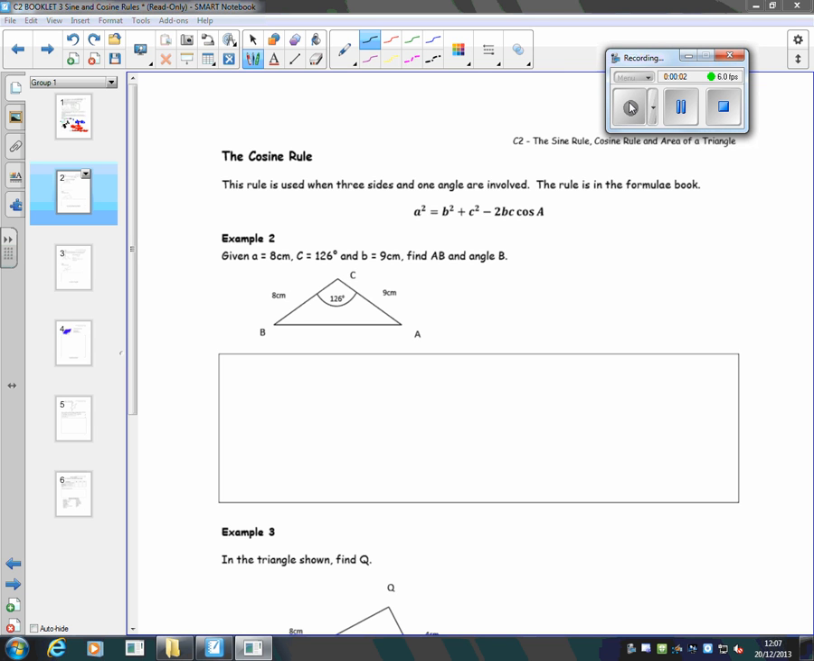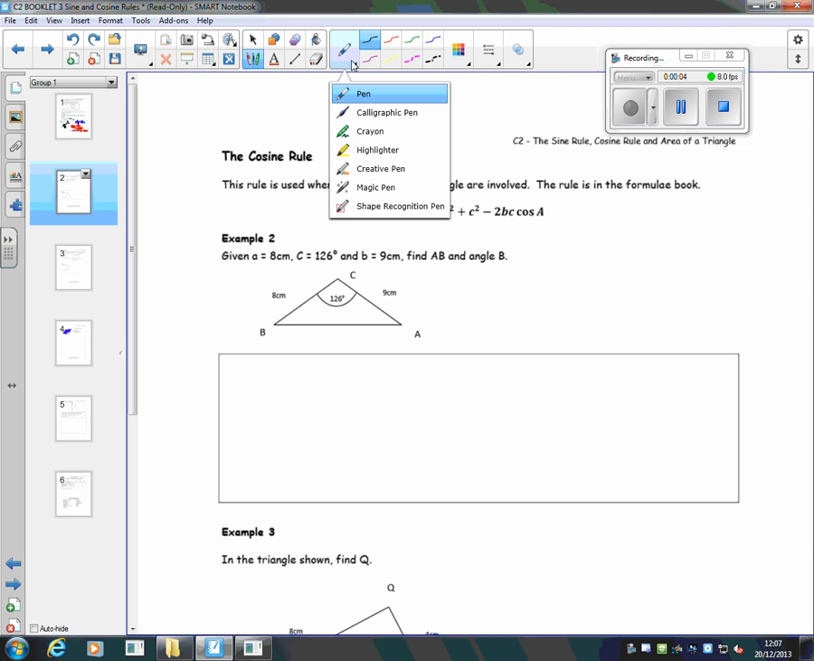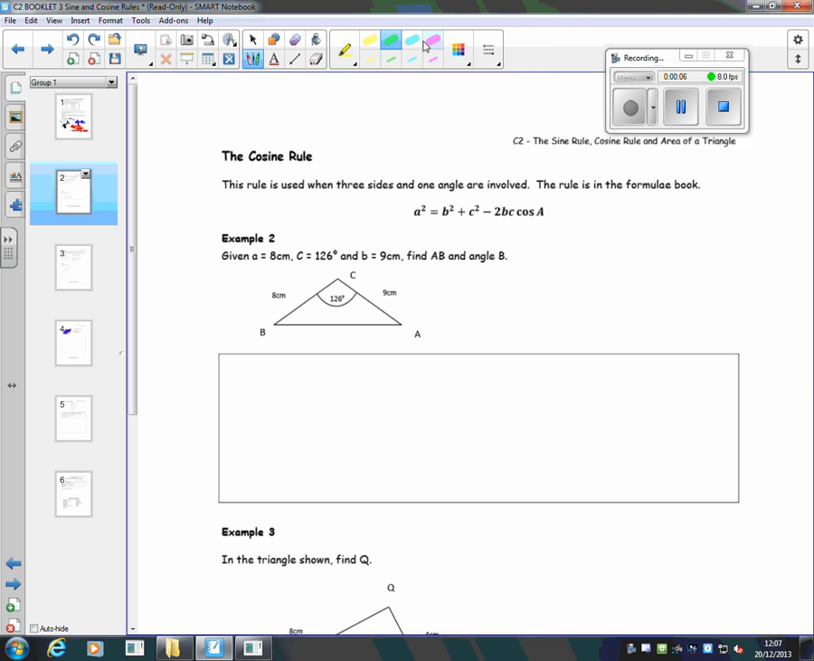C2, the sine rule, cosine rule, and area of a triangle, example 2. So in this question, we're given that the side lowercase a is 8 centimetres, the side lowercase b is 9 centimetres, and the angle at capital C is 126 degrees.